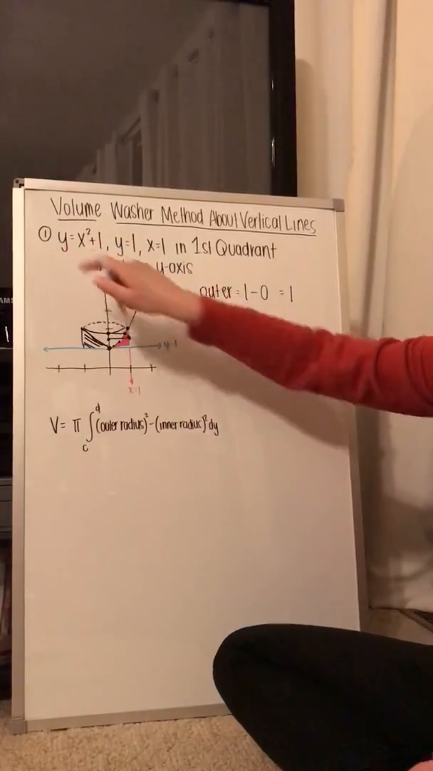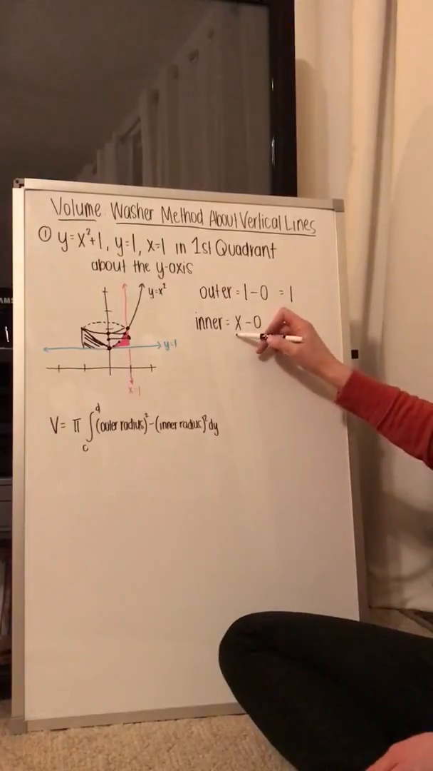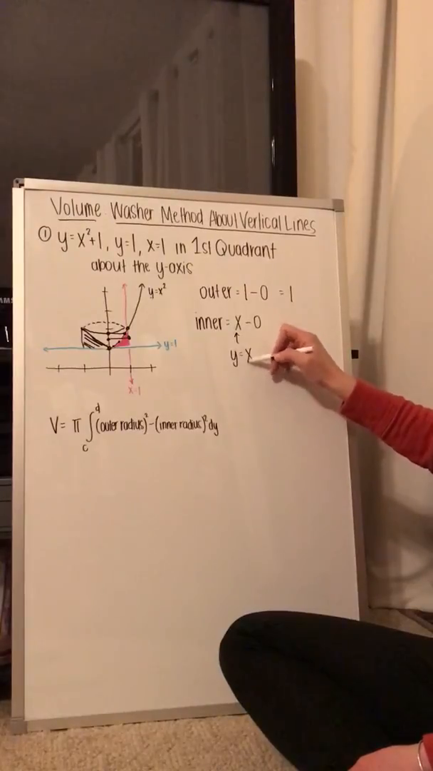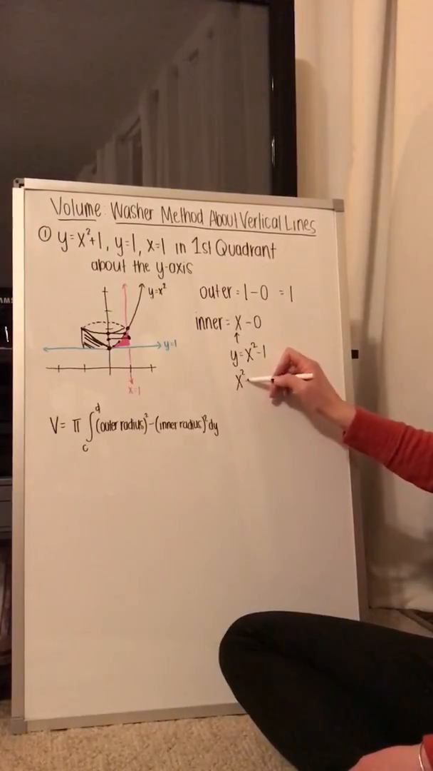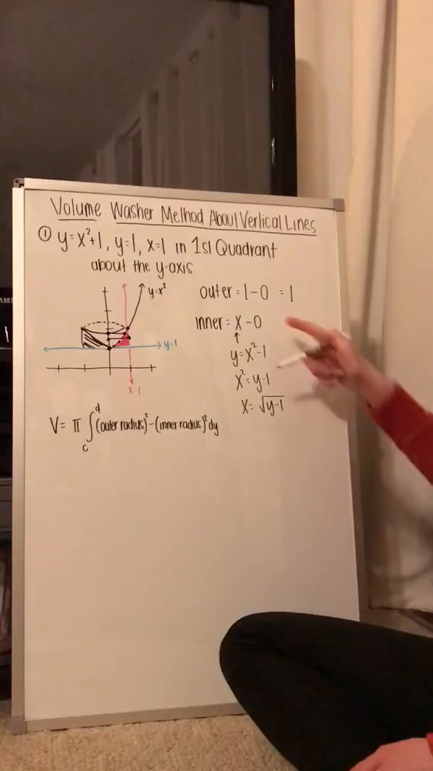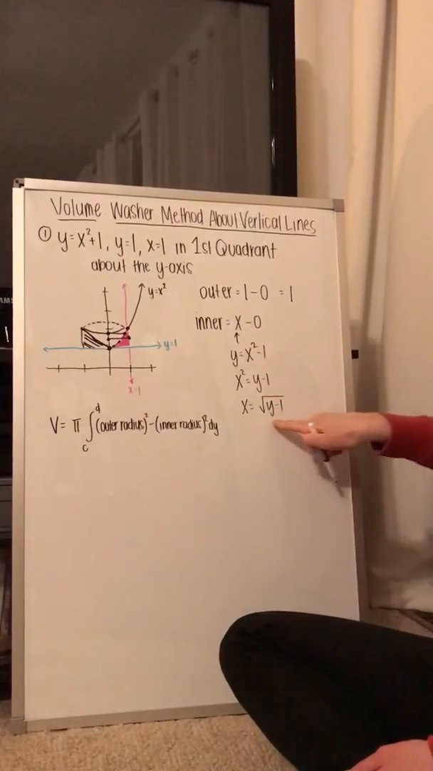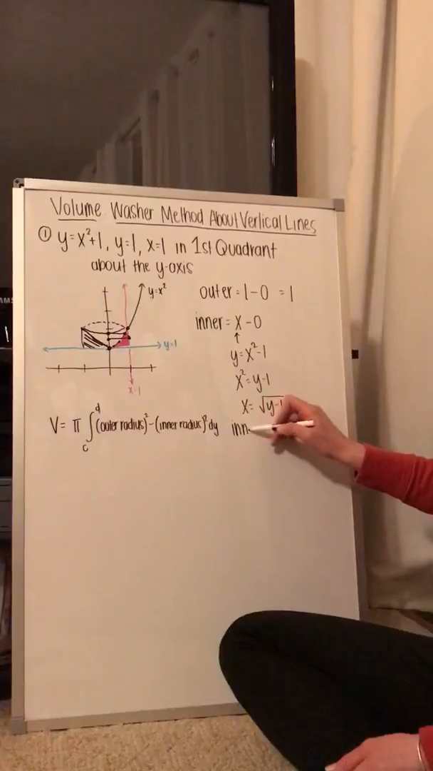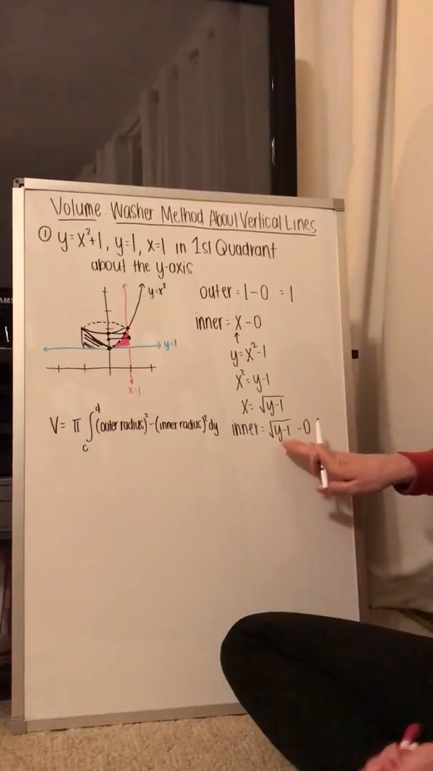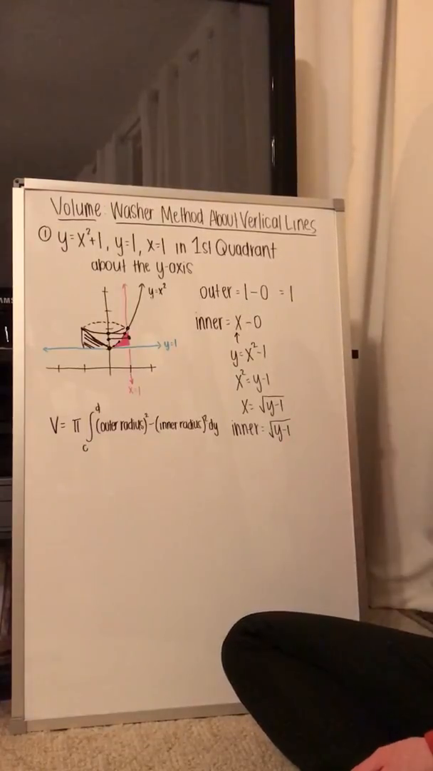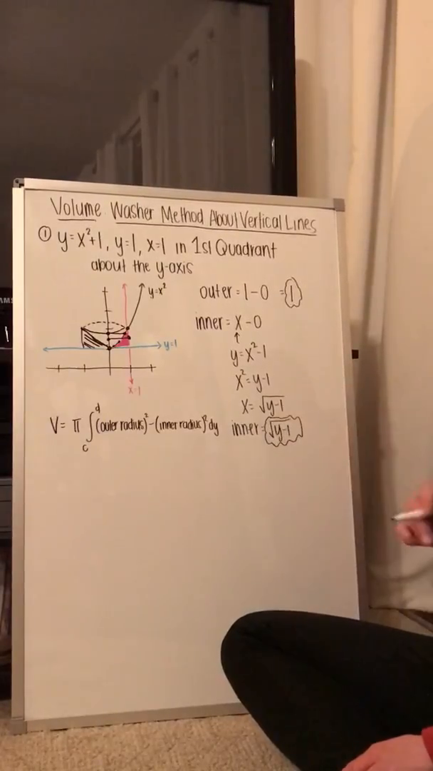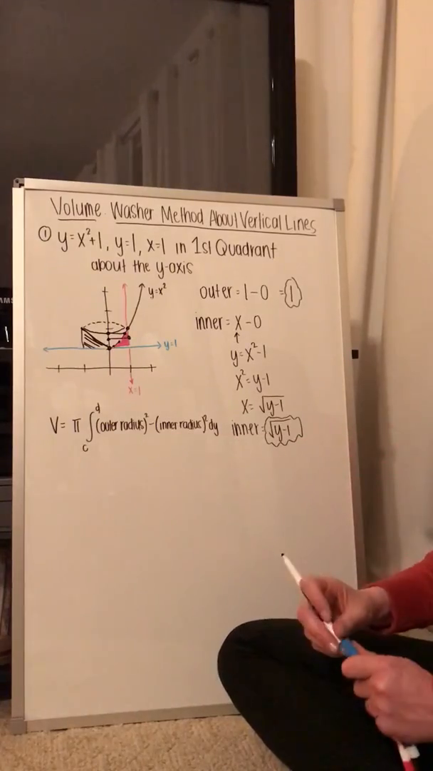So I have an equation up here. My curve is y equals x squared plus 1. I'm going to manipulate that so that I can know what x is equal to. If y equals x squared plus 1, x squared equals y minus 1, so x equals the square root of y minus 1. That tells me that when I replace this x value, my inner radius is just the square root of y minus 1 minus 0, which is obviously the square root of y minus 1. So I've got my outer radius of 1, my inner radius of the square root of y minus 1, and I'm going to start working with this integral piece.